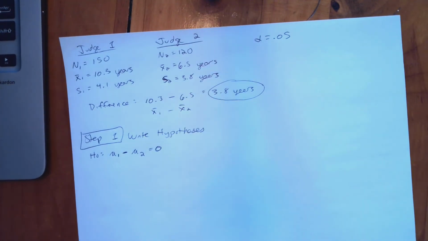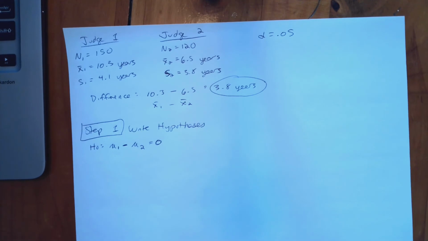I'll make a quick note here too. You can note that I'm talking about population in a different way. Just as a reminder, population doesn't have to refer to people. It can really be any set of things that you're interested in. So here we're interested in the total set of sentences that Judge 1 could give out to people, or that Judge 2 could give out to people.